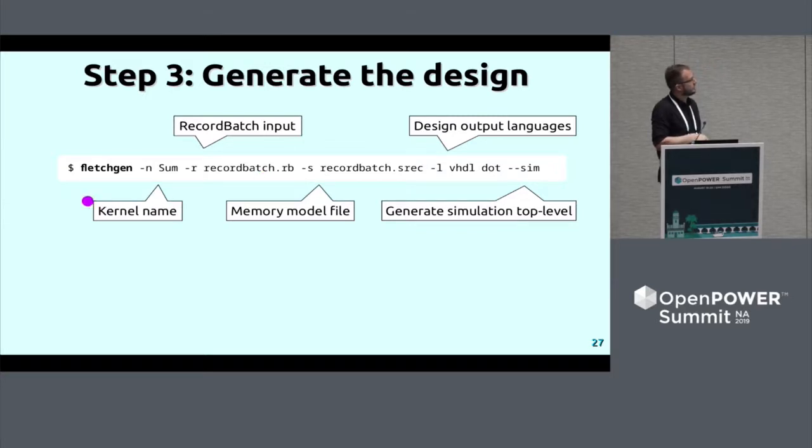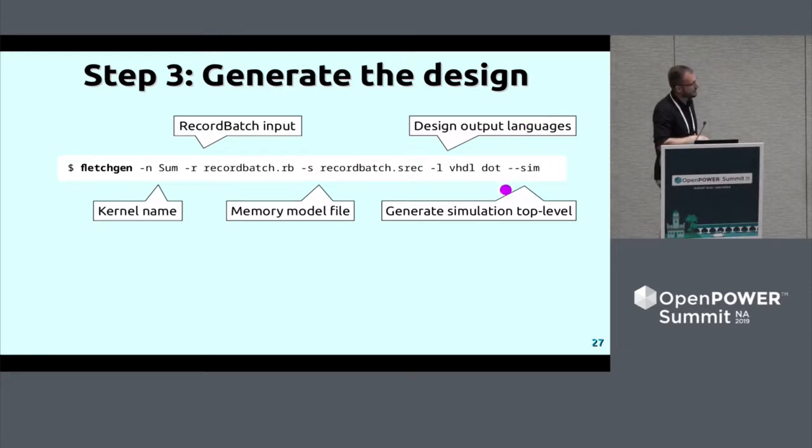Now we use this tool, Fletchgen, right? So it has some parameters. Looks a bit boring, of course. So it's just a kernel name, the record batch input file that we just created, and an output file that's the memory model for our simulator. You can set the design output languages. So we currently support VHDL. I know I'm in the US, so sorry for that. But feel free to add a Verilog backend.